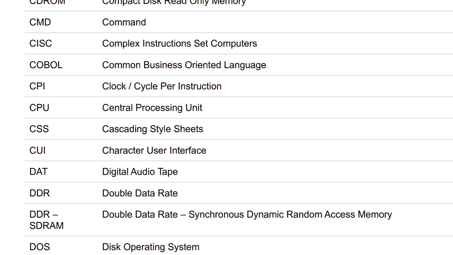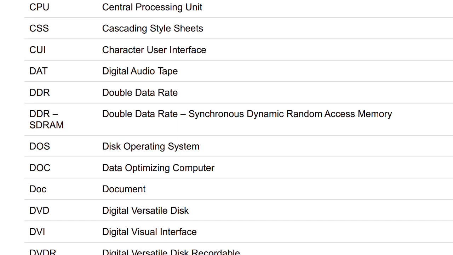Then we have a CPU. As we know, CPU is known as the brain of a computer. So CPU full form is Central Processing Unit. Then we have a CSS, cascading style sheets. Then we have a CUI, character user interface. Then we have a DAT, that is digital audio tape. Then we have a DDR, double data rate.